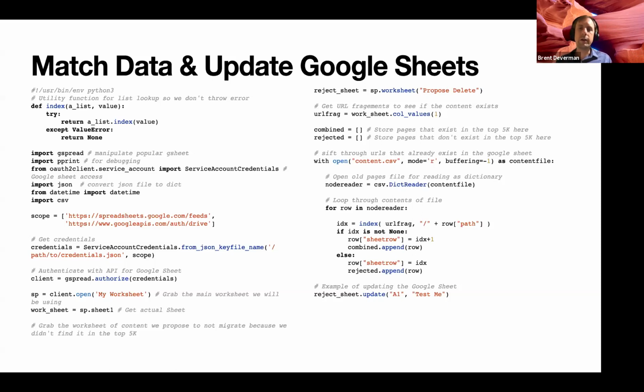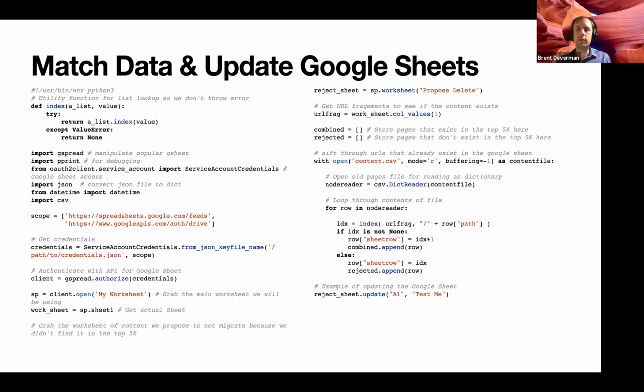So I open up my CSV file that I wrote before and start to read through it. I loop through each line in the file within a row and use my index function that I created earlier to check if the fragment of the URL is there. Oh, and I forgot one line, the line second from the top, setting the URL frag variable. What I'm doing there is I have the worksheet, which is the first worksheet in the Google Sheet, and I call the function col_values with a parameter of 1. A parameter of 1 means column 1.